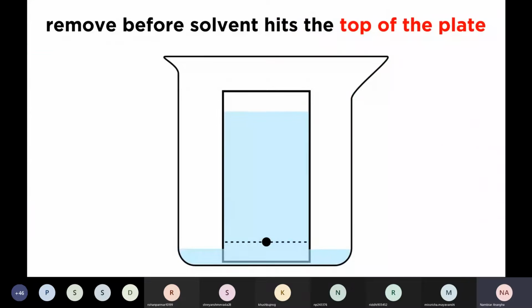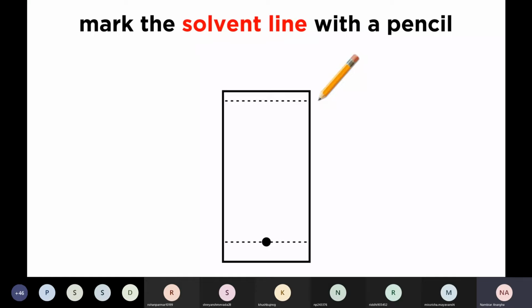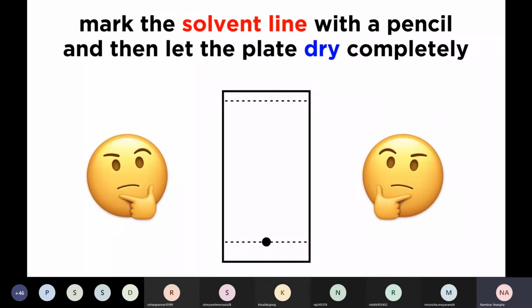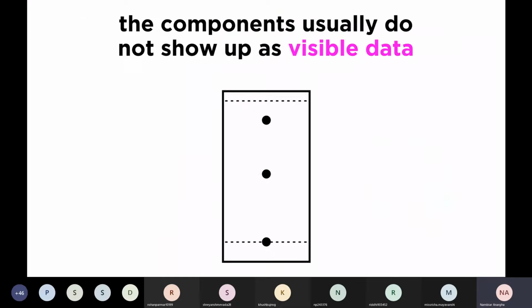Once the solvent is rather close to the top of the plate, but making sure not to let the solvent reach the edge, we remove the plate and quickly use a pencil to mark the solvent line, as this will not be visible in a few moments. Then we let the plate dry. Now it's time to see how far each component traveled. It is possible that the components are visible, but this is typically not the case, so we usually have to use a special technique to see where they are on the developed plate.